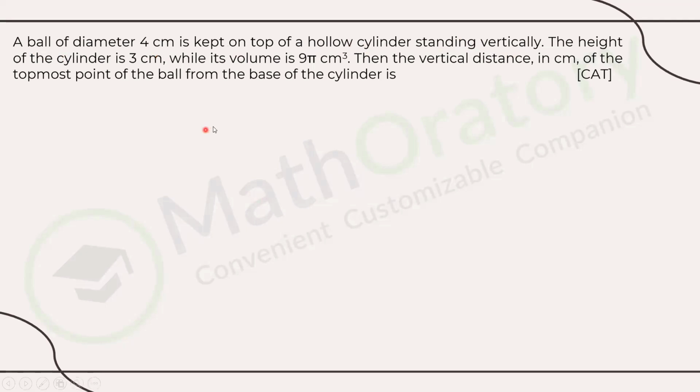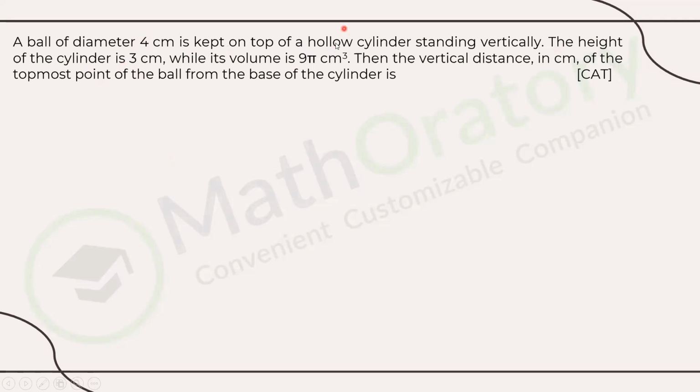Because the ball is kept on top of a cylinder, we know the diameter of the ball, but what about the base, or rather the top area, of the hollow cylinder? I mean, the ball will go something inside of that hollow cylinder, right? But how much inside? So that should be a query immediately after reading the first sentence. Next, it says the height of the cylinder is 3 centimeter. Fine. So now we have the height, but still we need that circle, right?